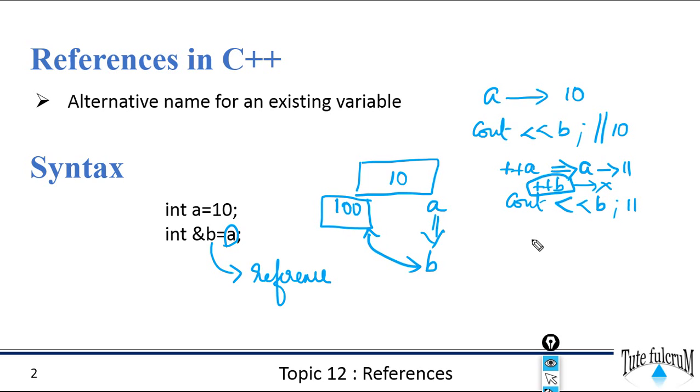In the same way, whatever changes you make to b will get reflected onto a. Suppose you say b is equal to 3 and you check the value of a, you could see the value of a will be 3, because b is a reference or an alias to a. Whatever changes you make to the variable will get reflected onto the reference variable as well. Let's write the code and verify our output.